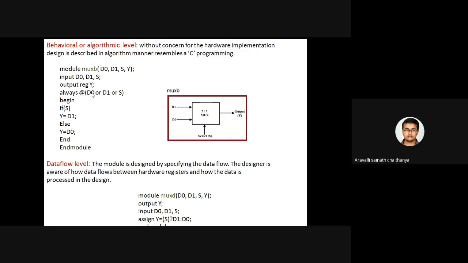So in behavioral abstraction, whenever I refer to any output variable, I need to use the keyword reg: output reg Y. Then always at, that means for any time, always. What are the inputs here? D1, D0 and S. That means I have to depend upon the inputs so that I can develop the output. Begin. If S is equal to 1, D0 will be selected, or D1 will be selected.